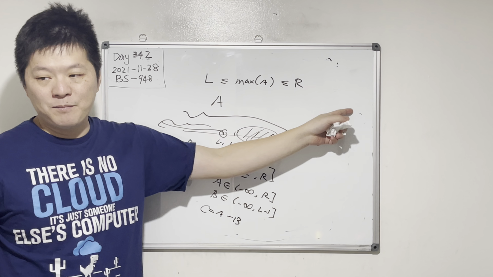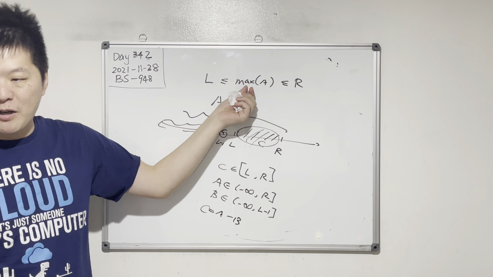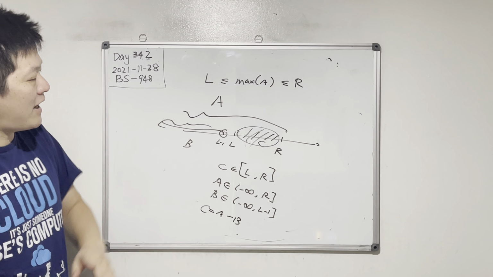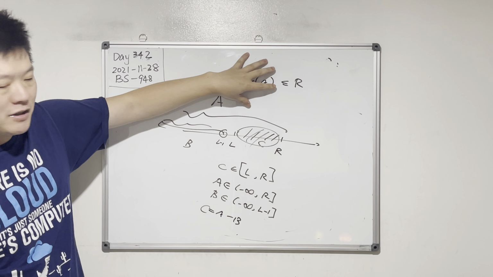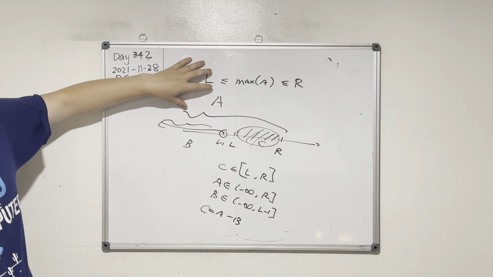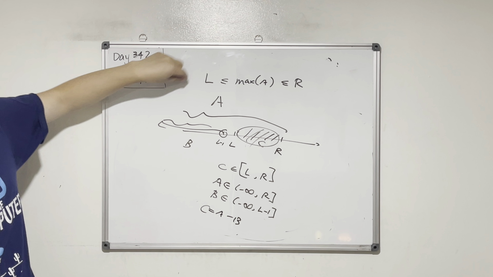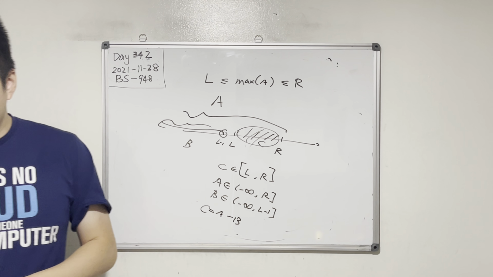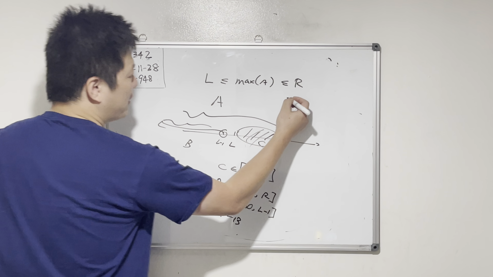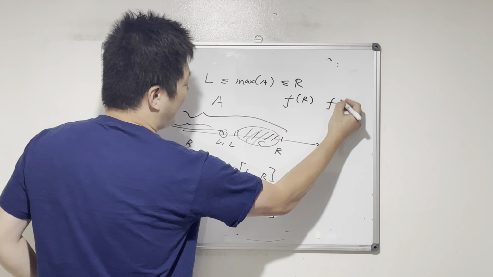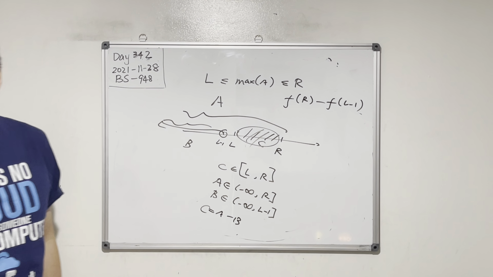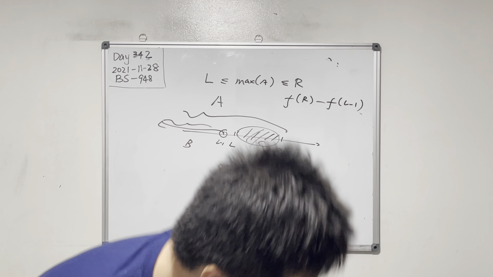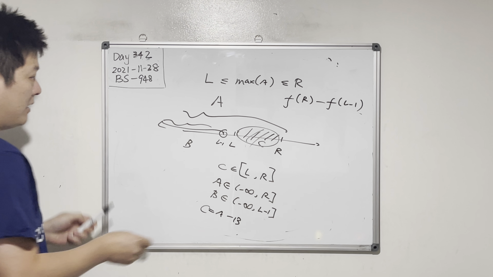So the same here. We want to count the number of sublists where the maximum is in this range. Let's say we count the number of sublists whose maximum is smaller than or equal to R, and the number of sublists whose maximum is smaller than or equal to L minus 1, and then A minus B. So we calculate f(R), then we calculate f(L minus 1), and then we subtract. That will be the answer. Make sense? So now, how do we calculate this? This is the thing we need to know.